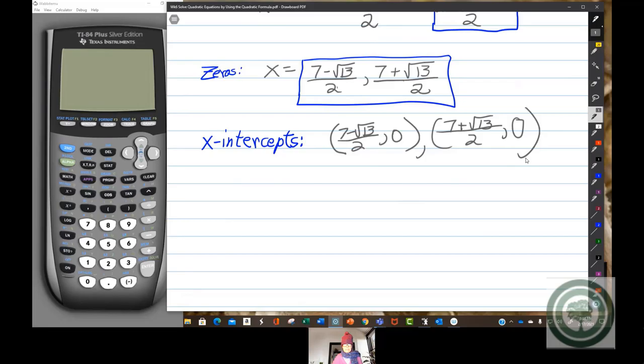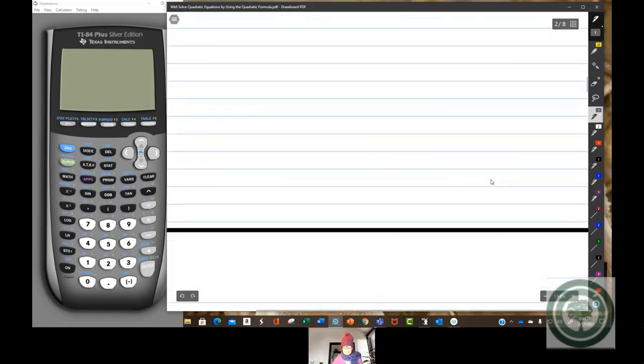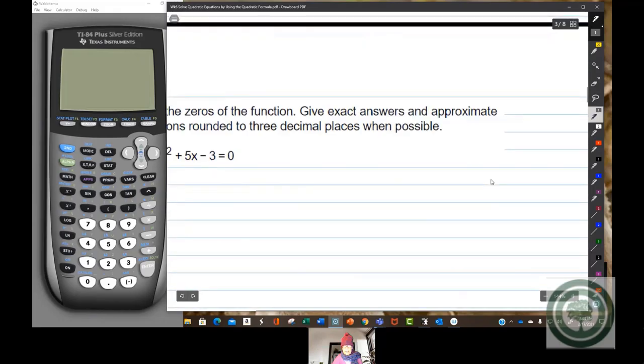These are the zeros of the function. These are the x-intercepts of the graph of the function.